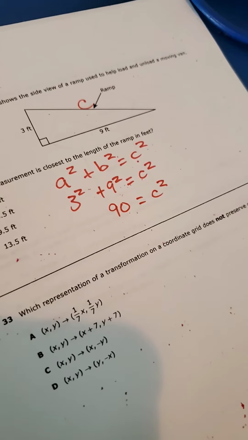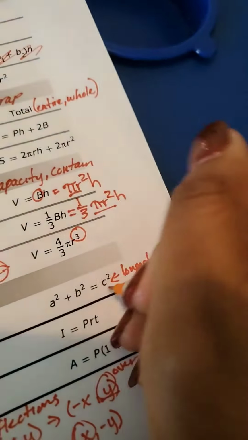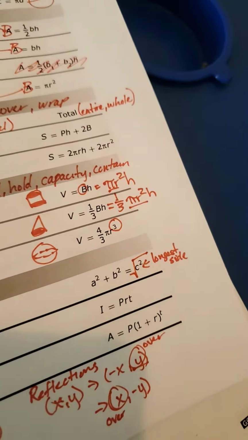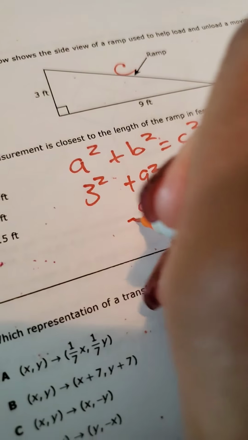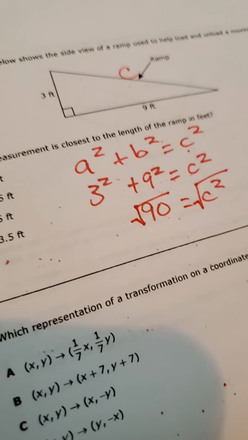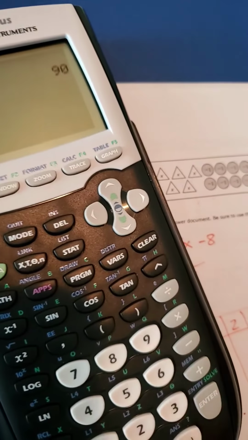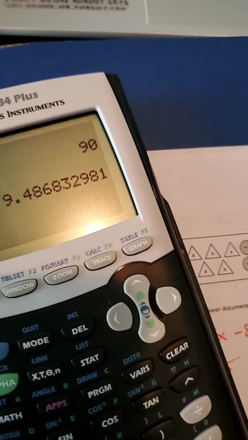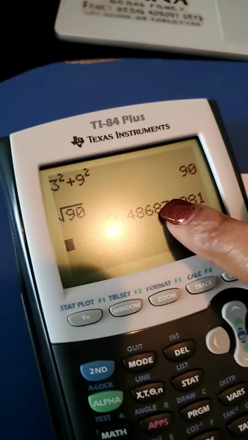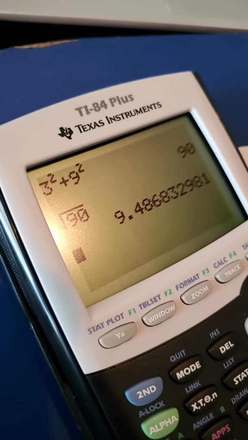On your formula chart, something you need to remember to do is always take the square root. So I need to remember to take the square root of whatever c squared is. So go back to my calculator. Second, x squared, type in 90. So 9.48, but remember, it's 9.48683, whatever, blah, blah, blah.